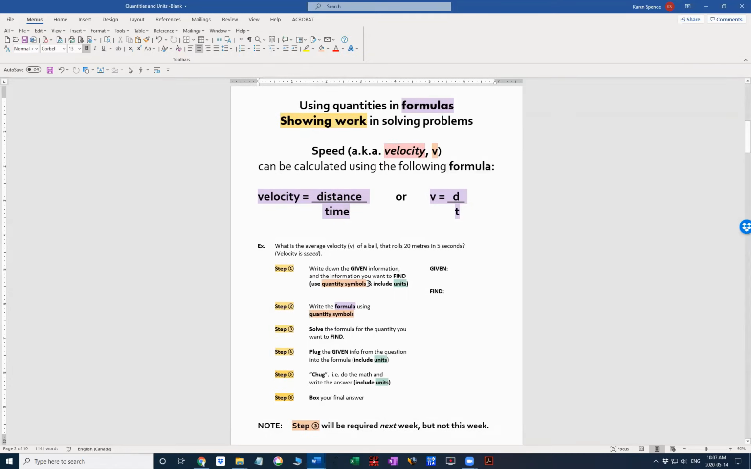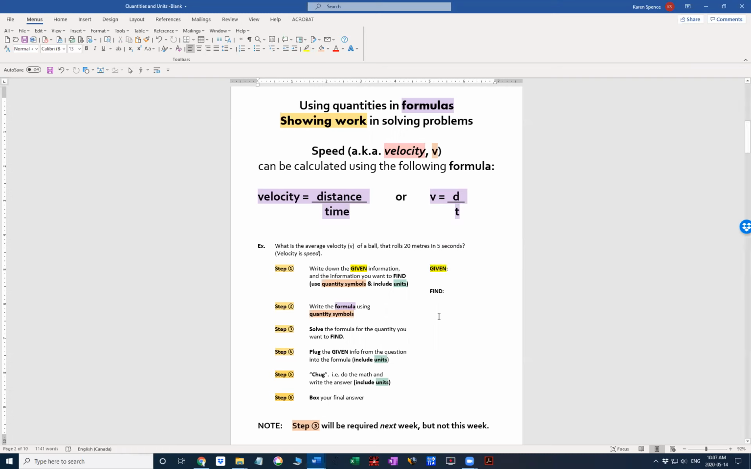Okay, so we have a question here. What is the average velocity V of a ball that rolls 20 meters in 5 seconds? And remember, velocity is speed. Well, the first thing you're going to do is write down the given information, okay? Anything that is given in the problem.